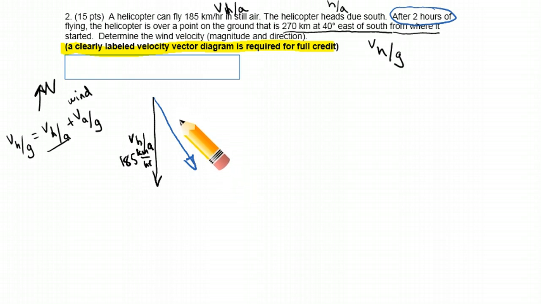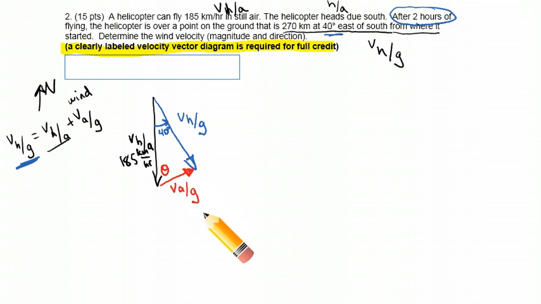Okay, so this is the velocity of the helicopter with respect to the ground. It's given as 40 degrees east or to the right of south. Okay, that's our resultant. This is that one right there. So to get those two, we need to add in our wind vector. We don't know its magnitude, we don't know its angle. So we're going to have theta, velocity of the air with respect to ground. Okay, I drew that theta inside the triangle because I'm going to use this triangle to work through this.